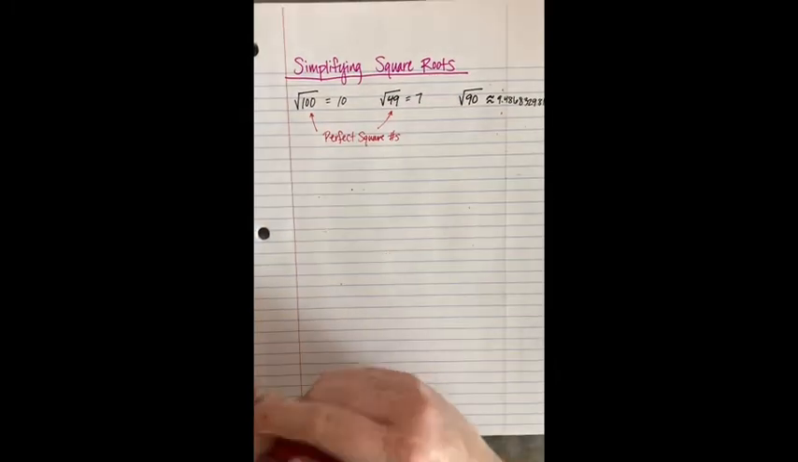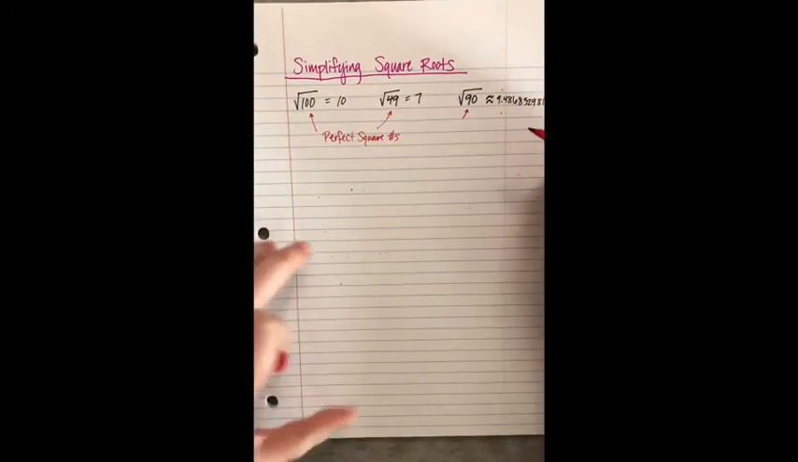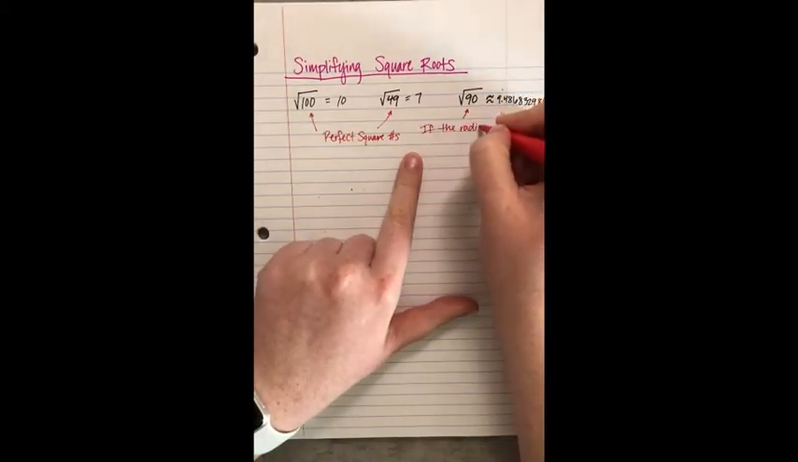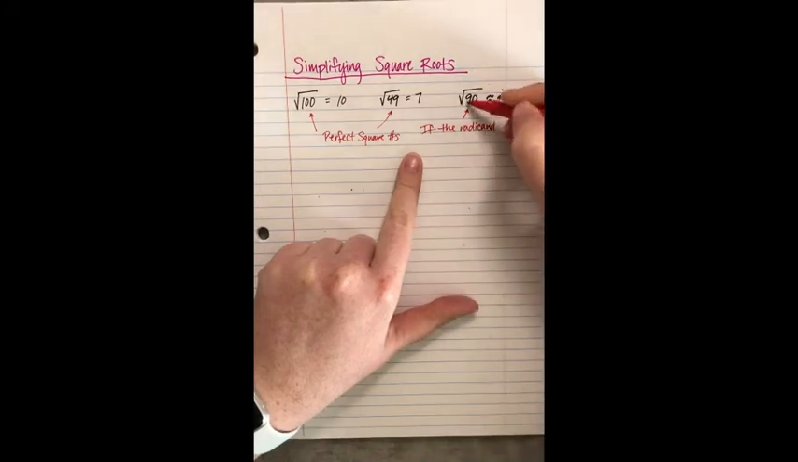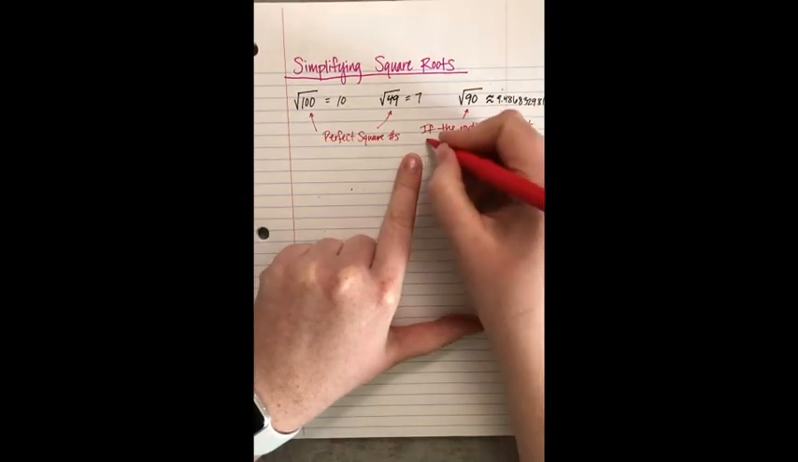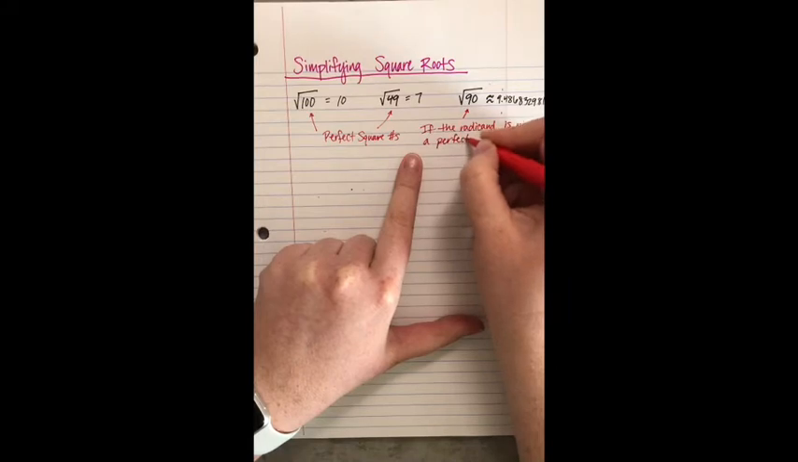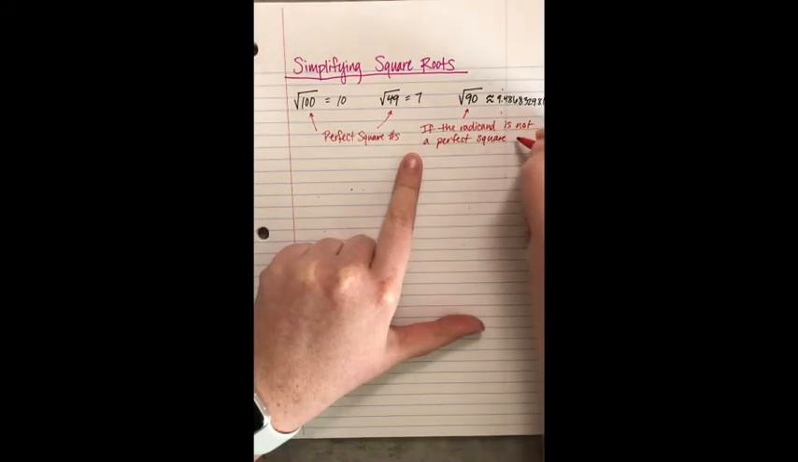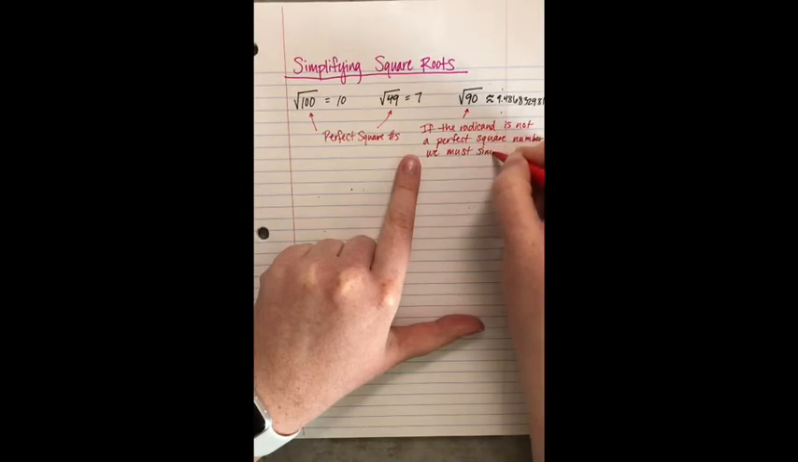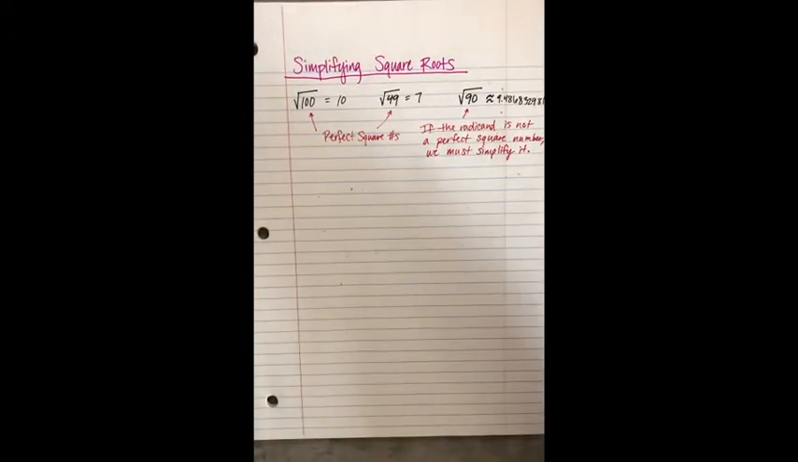But this is not a perfect square, so we're going to make ourselves a little note here. We're going to say, if the radicand, and the radicand is this number underneath the radical, if the radicand is not a perfect square number, we must simplify it. So we're simplifying down as much as possible.